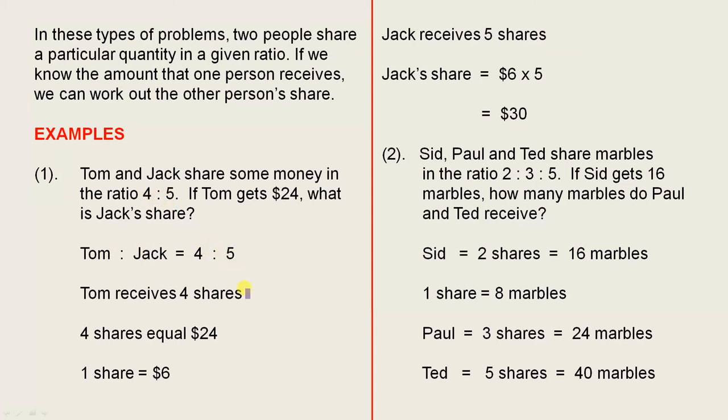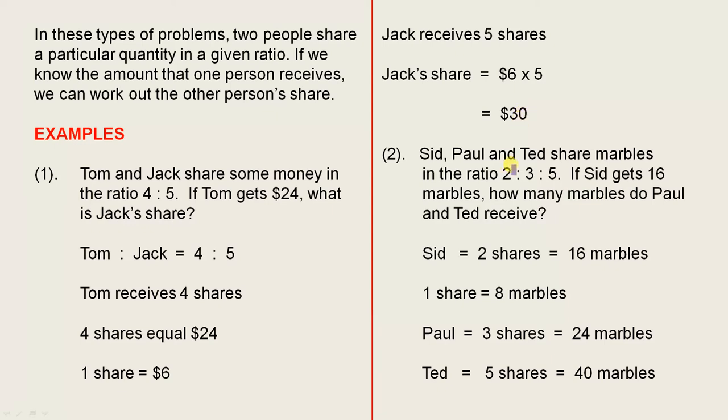So Tom receives 4 shares, that's what we're told, because Tom is first, and the 4 is first. Therefore 4 shares equal $24. Therefore 1 share must be $6, because 24 divided by 4 gives you 6. Therefore, Jack receives 5 shares, because that's the ratio we were given for Jack. So Jack's share will be $6 times 5, and that's $30.